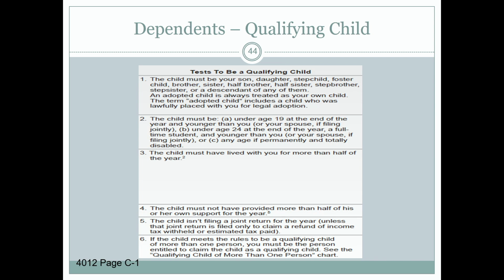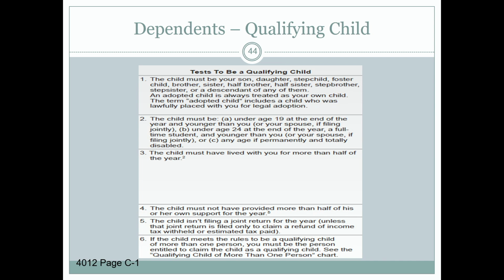Under 19 at the end of the year, or if they are still in school, this would be your college students, under age 24 and a full-time student, or if they're permanently and totally disabled, then it doesn't matter about the age, they can pass the age test. Thirdly, the child must have lived with you for more than half of the year. Temporary absences do not disqualify you.